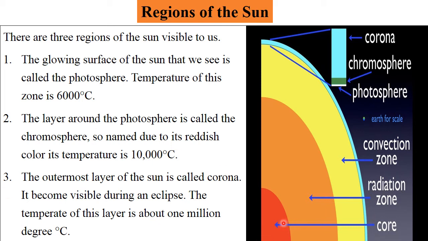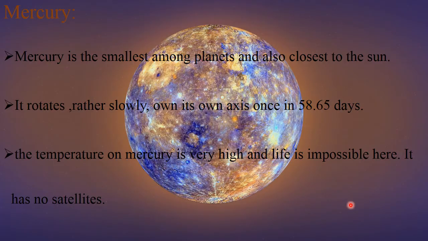If we see here, then this is the core, and the radiation zone, and the convection zone, and then the photosphere. These are the main layers of the Sun, and these layers have different temperatures. The outermost layer is called the corona, and after that the chromosphere, and after that the glowing surface is the photosphere. Corona, the outermost layer, then chromosphere, and then photosphere.